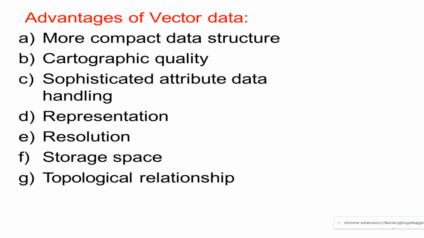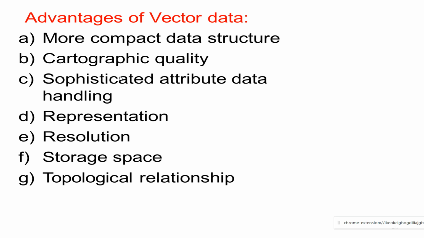So advantage of vector data, as I told the advantage of raster data, vector data is more compact. Compact means, so see, for a line feature, we are allocating one point. It is not like having volume, it means not heavy files, it has very less volume of file. Cartographic quality is high because it is a defined feature. It is a defined vector data model, with very defined and sophisticated attribute handling.